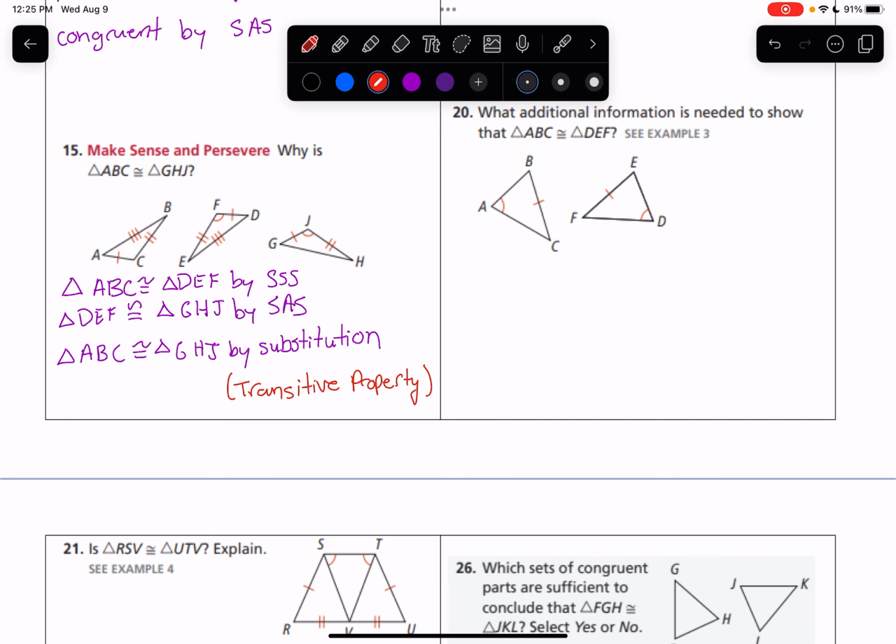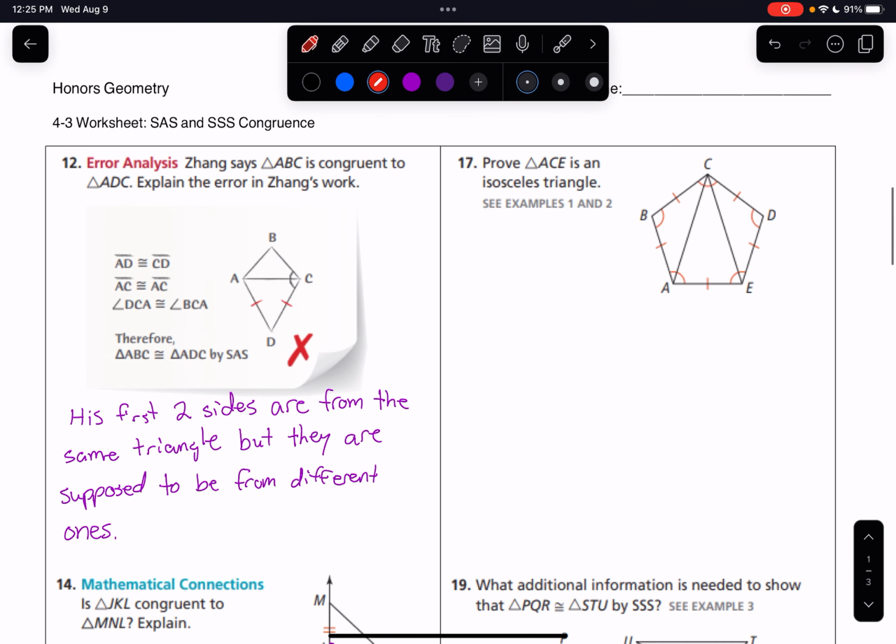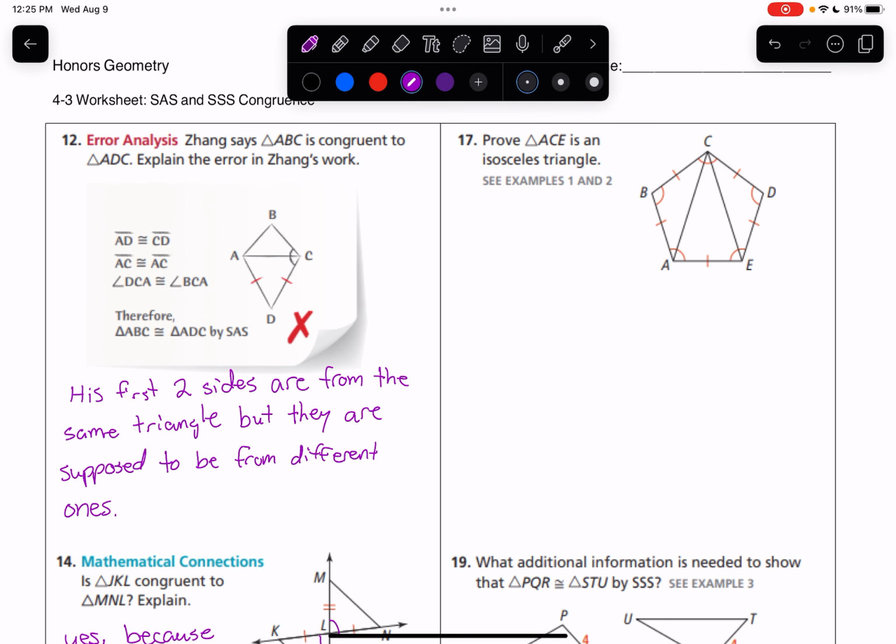All right. Then number 17, a proof. Prove triangle ACE is an isosceles triangle. Let's go ahead and make our T-chart. So we've got our statements and reasons.